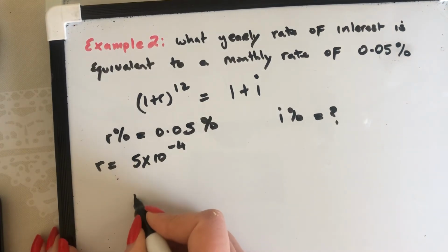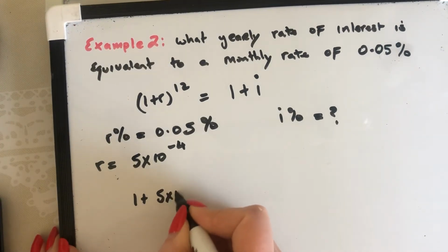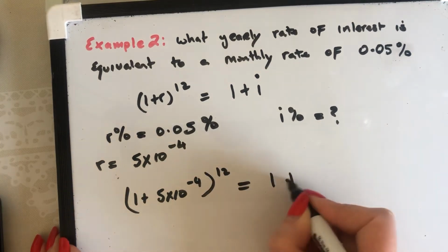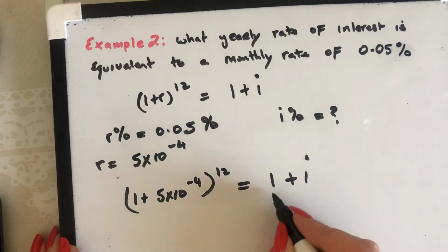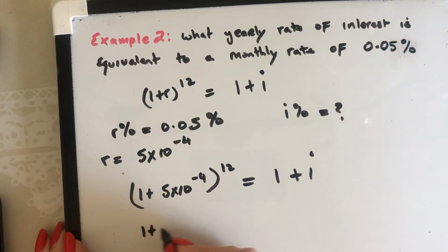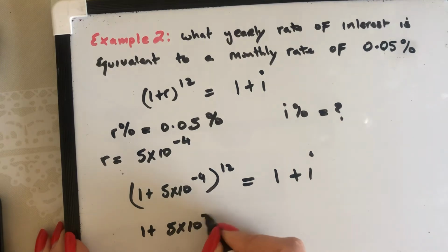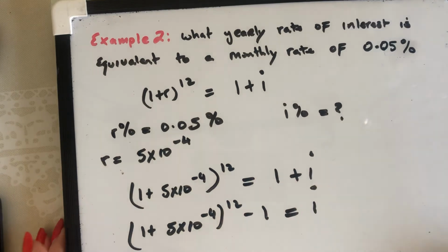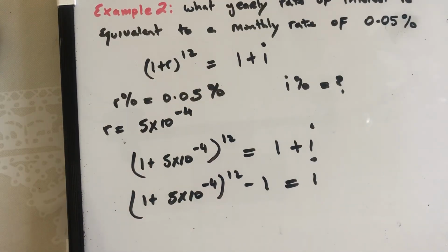Now let's input this into our formula. So we have 1 plus 5 by 10 to the negative 4, all to the power of 12, is equal to 1 plus I. We want to get the I on its own, so let's bring over the 1, make it negative, and let's input this in the calculator. Minus 1.